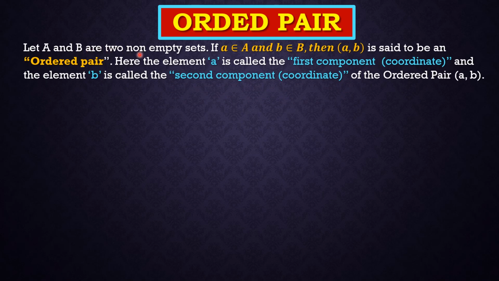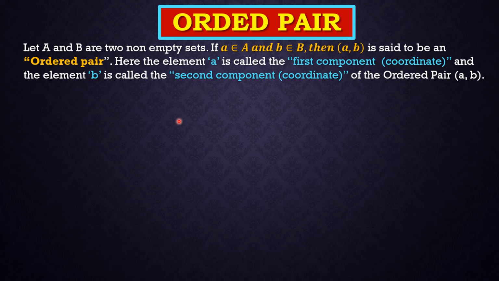Here let A and B be two non-empty sets. If a belongs to A and b belongs to B, here we take one element a in the set capital A and another element b in the set capital B. Then we write the elements a, b separated with a comma in curved brackets, which is said to be an ordered pair of the sets capital A and capital B. Here the element small a is called the first component or first coordinate, and the element small b is called the second component or second coordinate of the ordered pair (a, b). This is the definition of ordered pair.